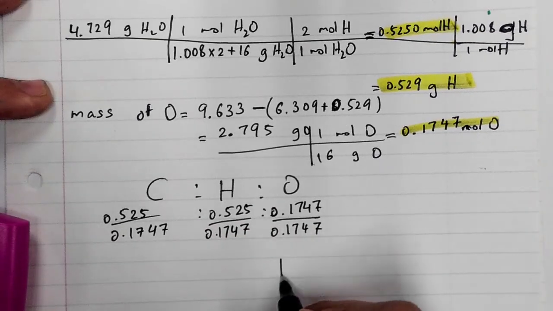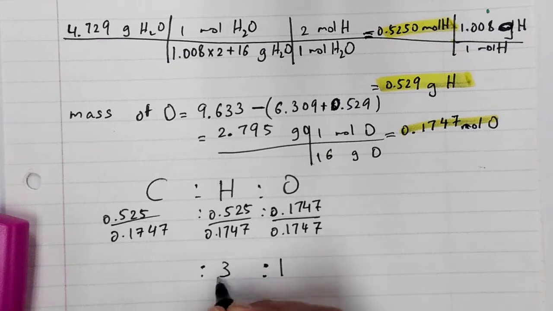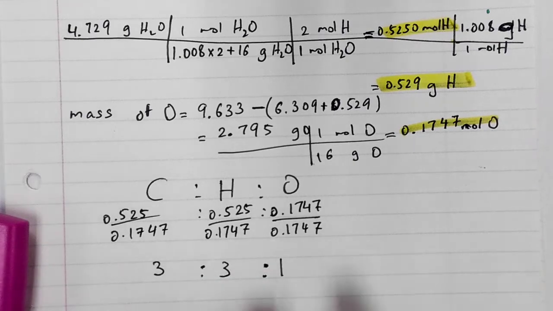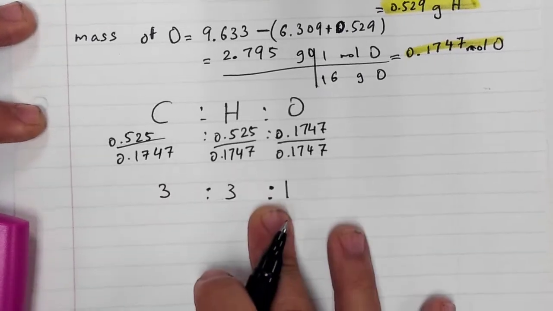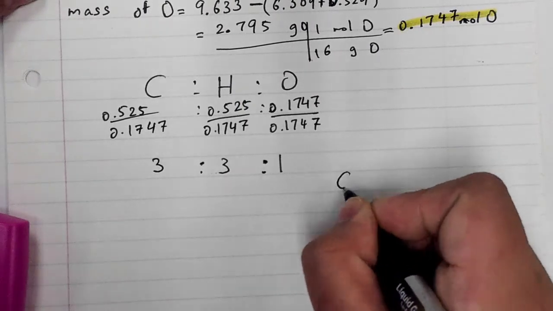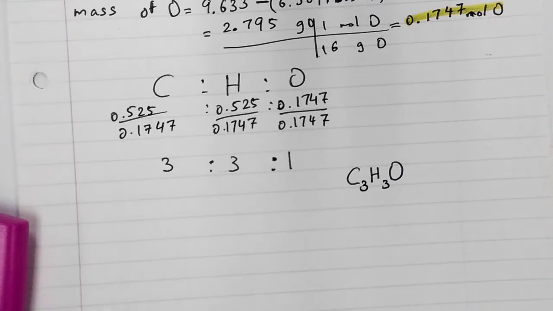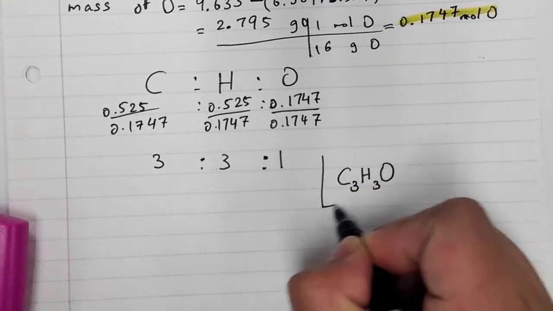Okay, so that would be a ratio of 1, and then let's see, 0.525 divided by 0.1747, that is 3. You get 3.005, so that's about 3. Now that we have this, we can write down our formula, C3H3O. Okay, this is our answer.